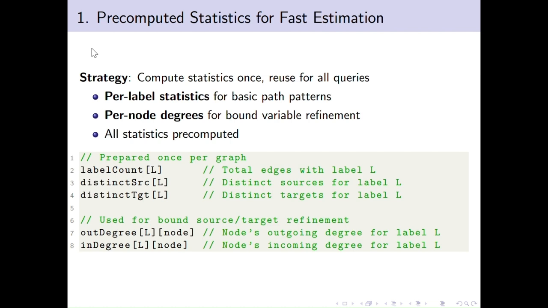For the estimator that we needed to build for part 1, we computed a lot of statistics directly when we load the graphs, such that we can use them later to make our estimations quicker. And these statistics, for example, include how many nodes exist that have a certain label as a source or target.